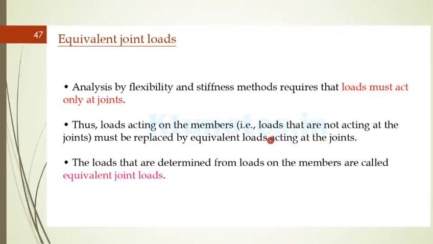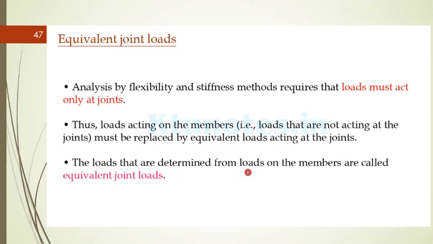Next, it is equivalent joint loads. So the analysis by flexibility and stiffness methods requires the load must act only at the joints. Generally, we can try for the displacements as well as rotations. Thus, the loads acting on the members, that is, loads that are not acting on the joints, must be replaced by the equivalent loads acting at the joint.